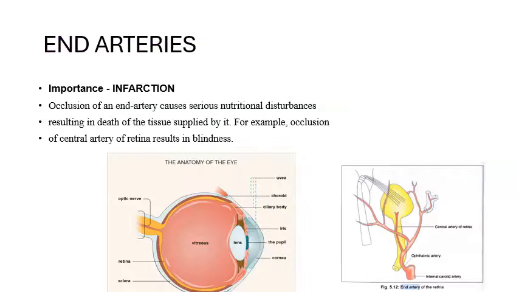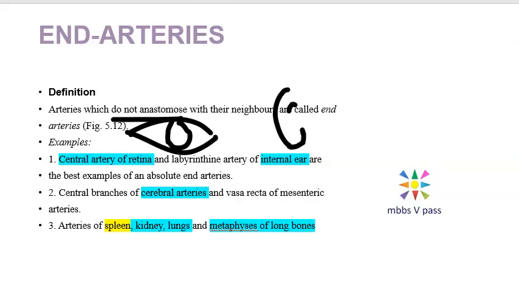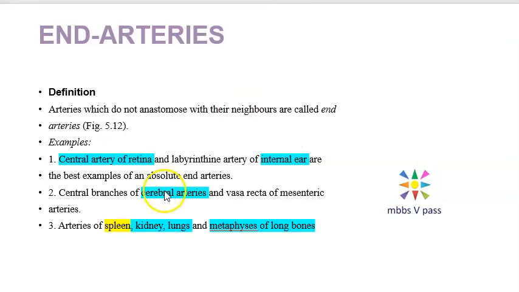End artery means, go back one step. Arteries that do not anastomose with the neighbors are called end arteries. The best examples are the eye, that is the retina, and the ear. Other than that, you have the cerebral arteries, then the spleen, kidney, lungs, and metaphysis of long bones. Here in the options we had only spleen, so we have chosen spleen in the MCQ.